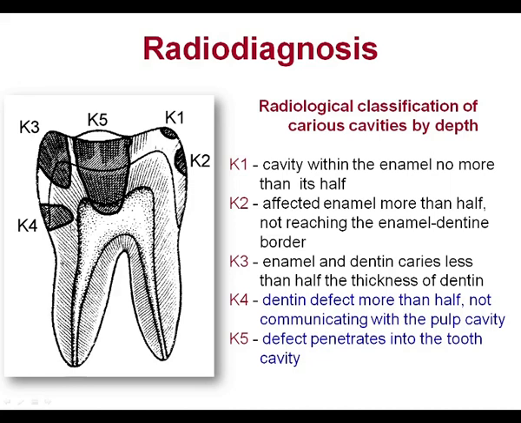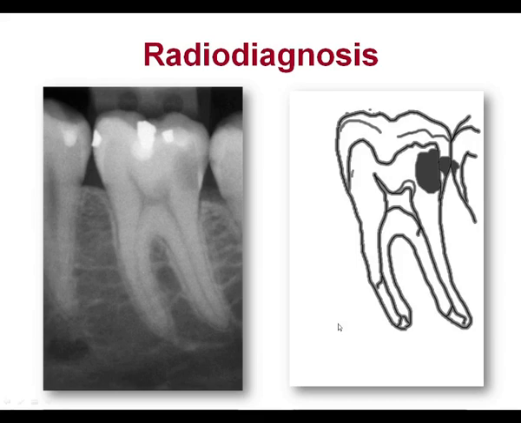The caries cavity is localized in the deep layers of dentin, but without communication between the caries cavity and the pulp chamber. And for chronic forms of pulpitis, a K5 cavity. In the X-ray picture we can see a K5 cavity because the caries cavity penetrates into the pulp chamber. There is communication between the caries and the pulp cavity.